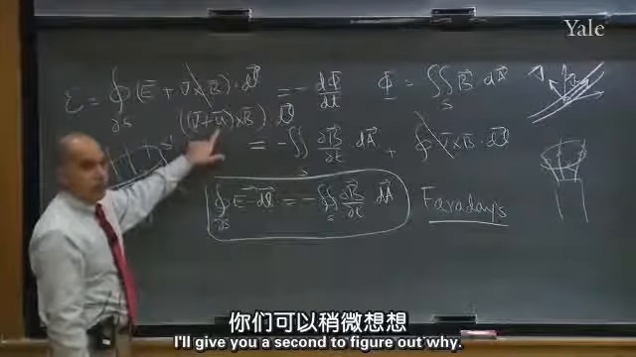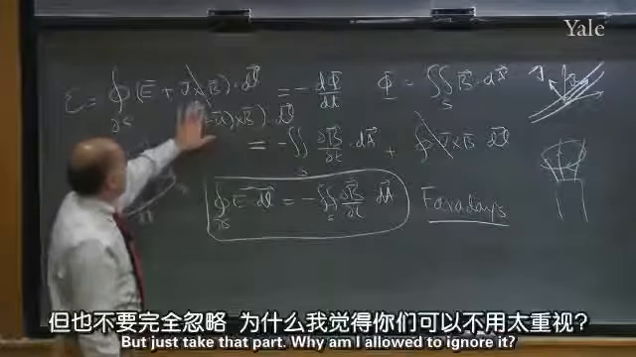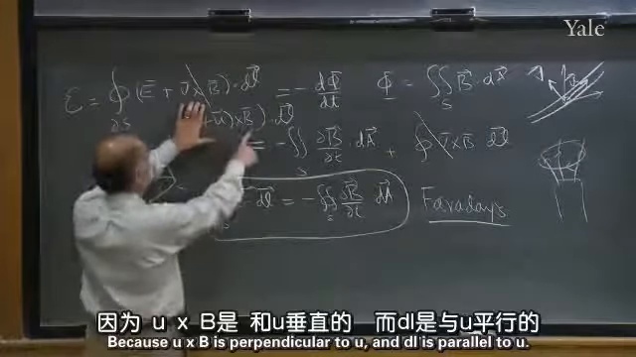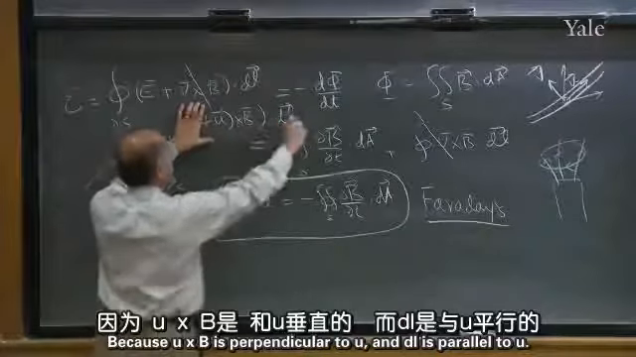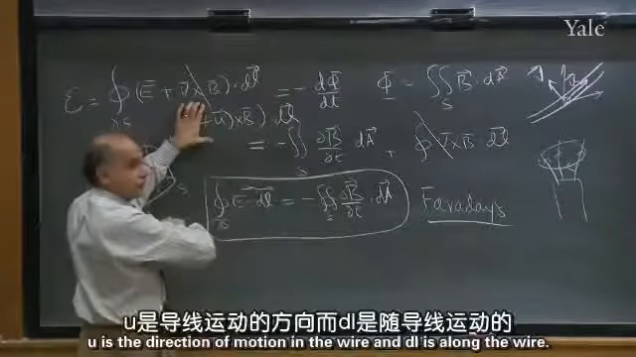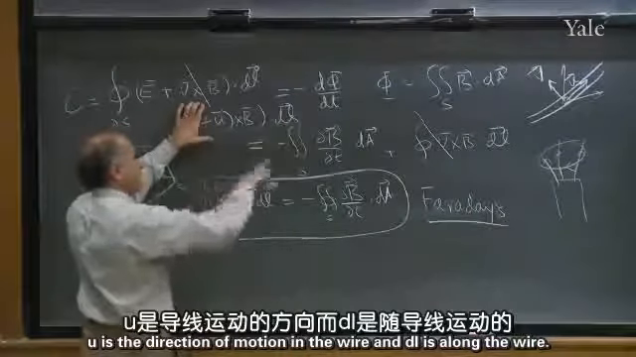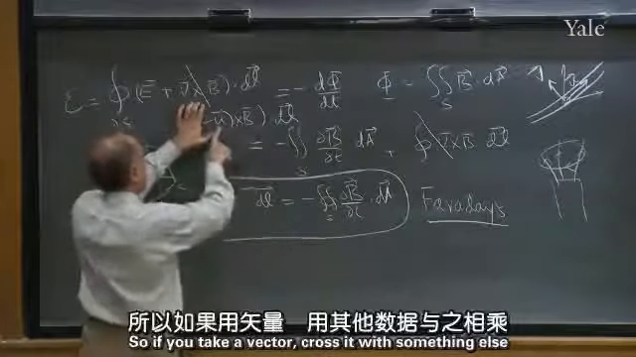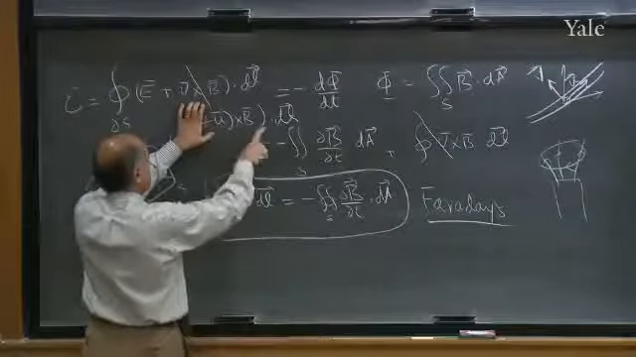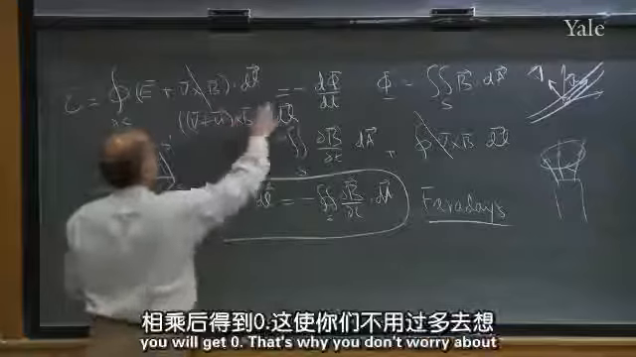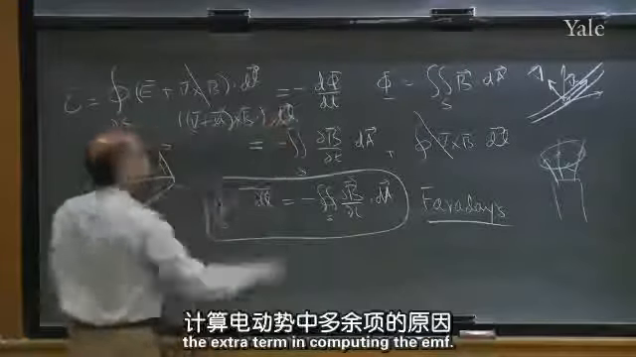I'll give you a second to figure out why. But just take that part. Why am I allowed to ignore it? Because u cross B is perpendicular to u, and dl is parallel to u. u is the direction of motion in the wire, and dl is along the wire. So if you take a vector, cross it with something else, and take the dot product with another vector parallel to itself, you will get 0. That's why you don't worry about that extra term in computing the EMF.